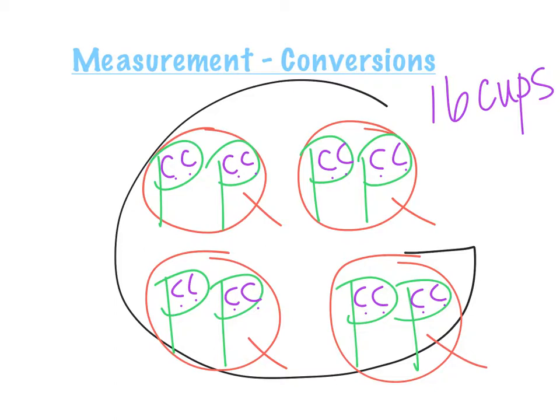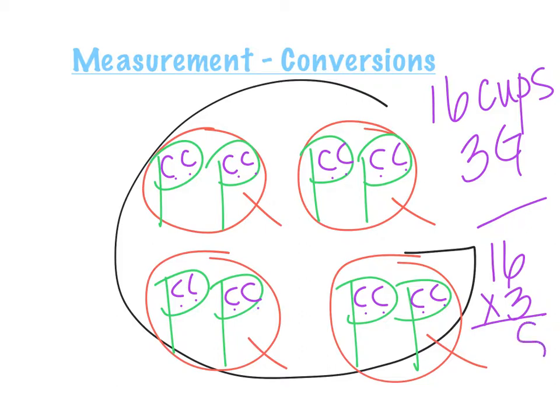So then how many cups would be in 3 gallons? Good. You would just think 16 times 3 for the gallon. 6 times 3 is 18. 8, regroup that 1. 3 times 1 is 3, plus 1 is 4. So it would be 48 cups in 3 gallons.